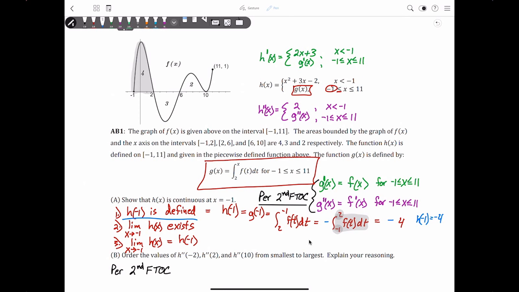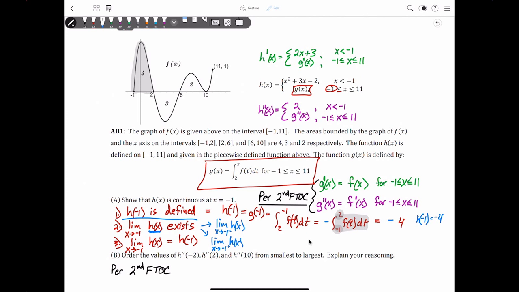Okay, let's go to the second step. We're looking to see if the limit exists on h as far as a general limit. So we need to look at 2 one-sided limits. I need to look at the limit of h of x as I approach -1 from the left, and I also need to look at the limit of h of x as I approach -1 from the right.